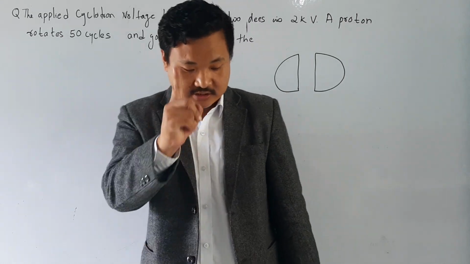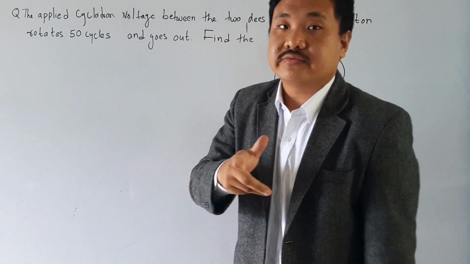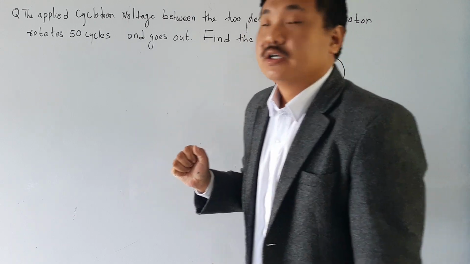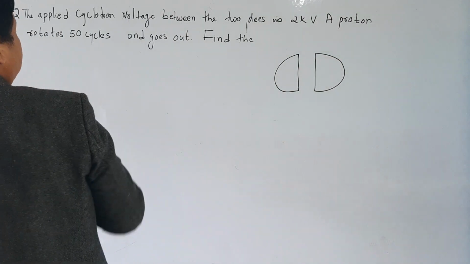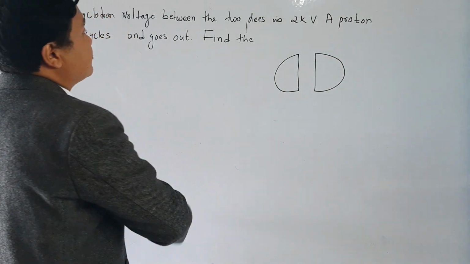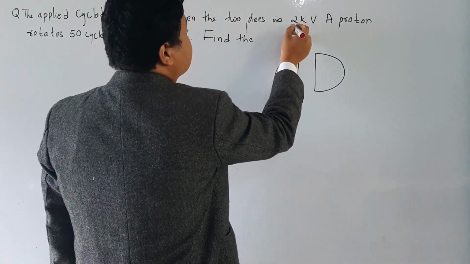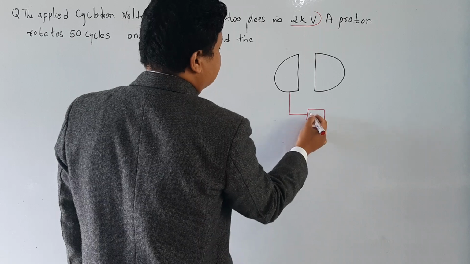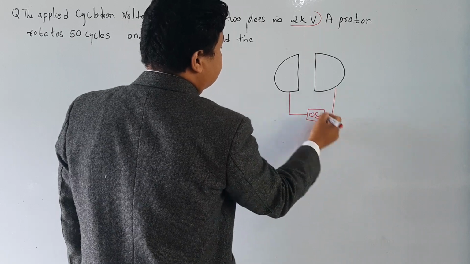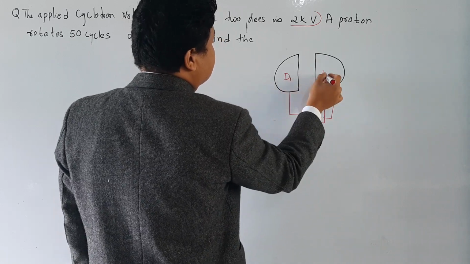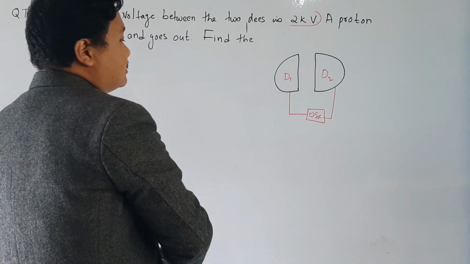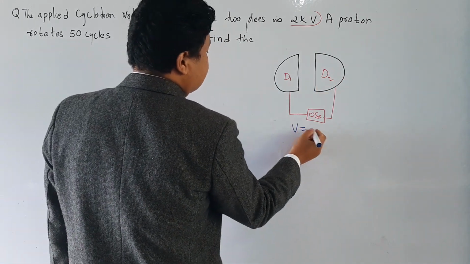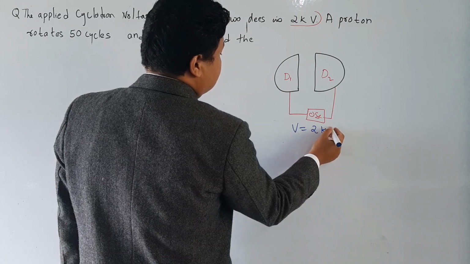Students, let us solve one numerical question from the cyclotron. The question says that the applied cyclotron voltage between the two discs is 2 kilovolt. So you know there is an oscillator between this. Let me call this D1, and this D2.